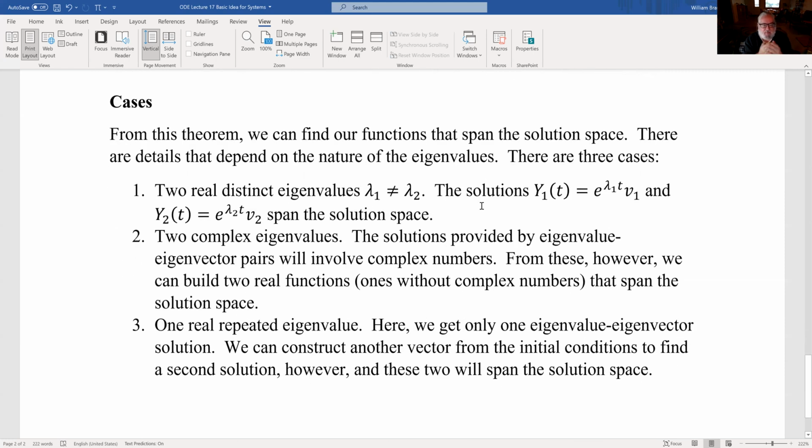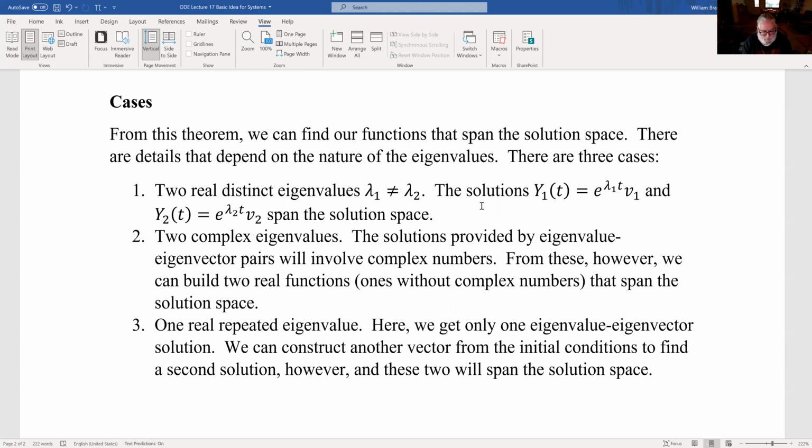So from this theorem, we can find functions that span the solution space. If you have a system that can be represented in matrix form, find the eigenvalues and the eigenvectors, and those will give you solutions. So there'll be three cases, similar to second order equations and Laplace transforms. We can have two real distinct eigenvalues, lambda 1 not equal to lambda 2, and then the two solutions you get, e to the lambda 1 t v1 and e to the lambda 2 t v2, span the solution space.